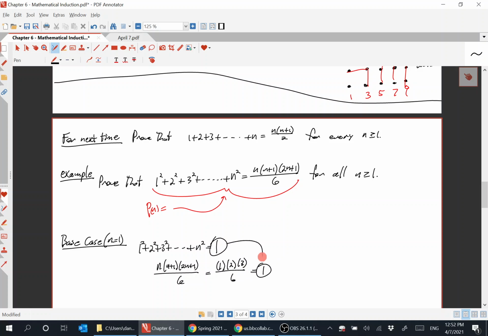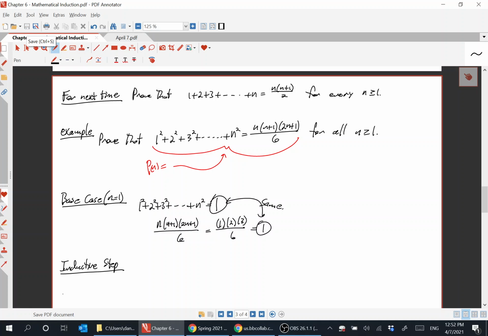Inductive step. So for the base case, you just have to provide an example. Well, the specific example for n equal to 1 or wherever else you're starting. Whatever your starting point is. Yes, exactly. Inductive step, Pn implies Pn plus 1.